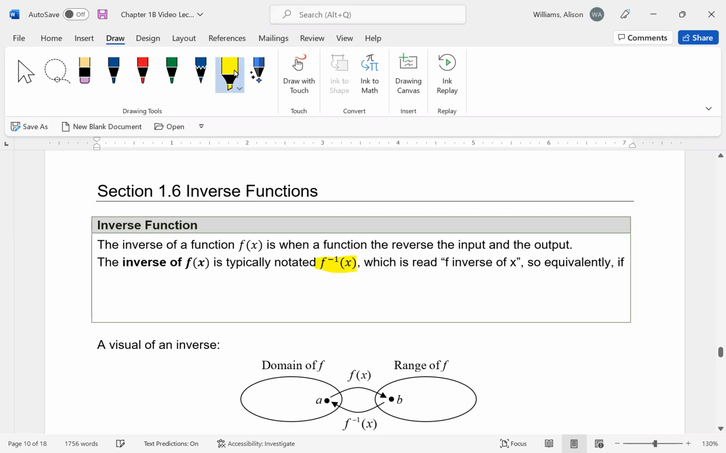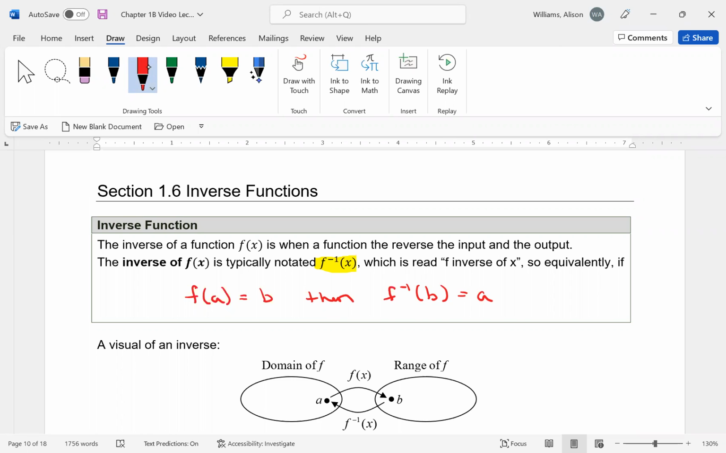That's not a power of -1, which is why it's next to the f, to denote that it's not a power of -1. And what it means is that if f of a, if I have my original function and it paired up a with b, then the inverse is going to do the opposite. It's going to pair b with a. It literally is switching the input and the output.